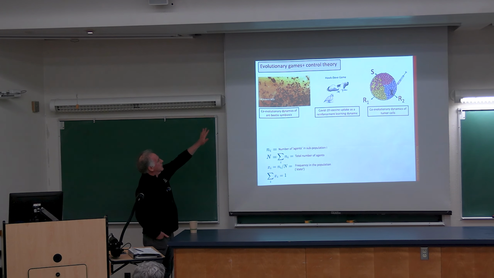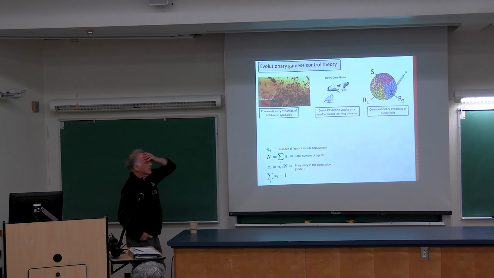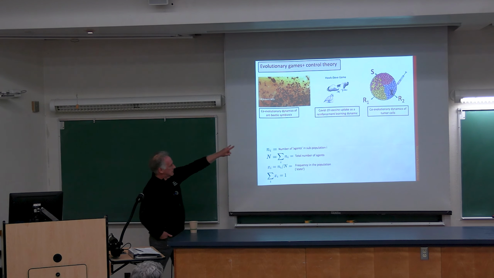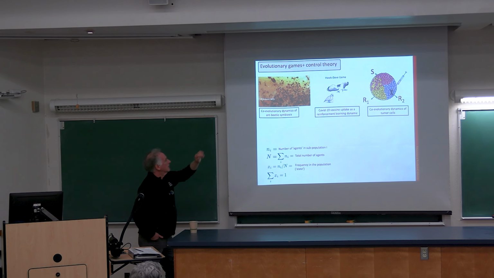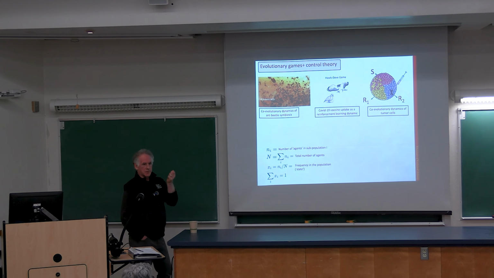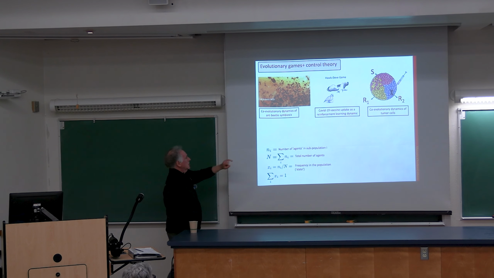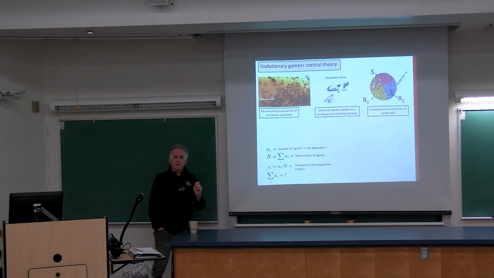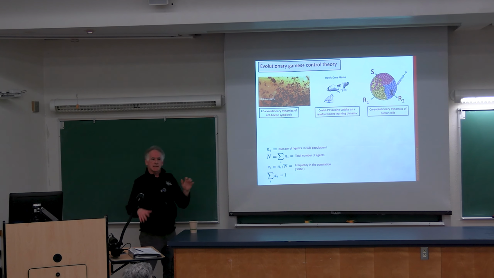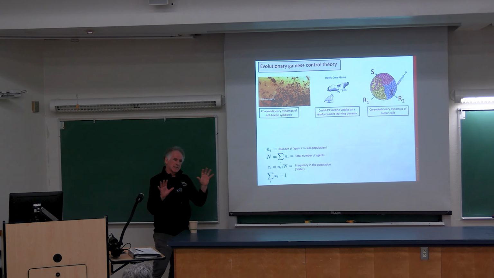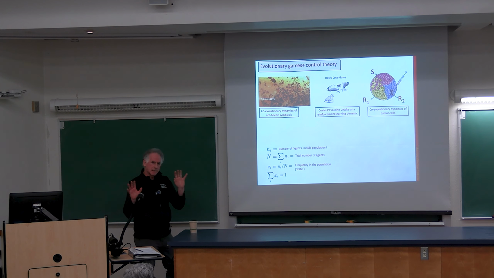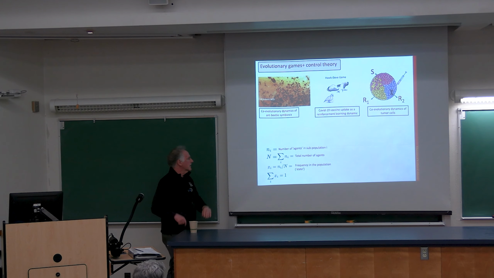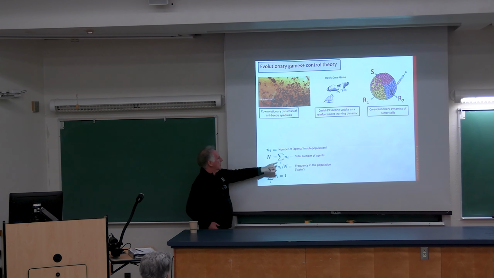Okay, so I'm going to peel off these three examples and talk much more about those two. But let me just start here to give you a sense of the unity of these models. So n sub i, little n, is the number of agents in subpopulation i. And these subpopulations are competing against each other. So in principle, you can have as many competing subpopulations as you want. Capital N is the total number of agents, so you're summing over i.